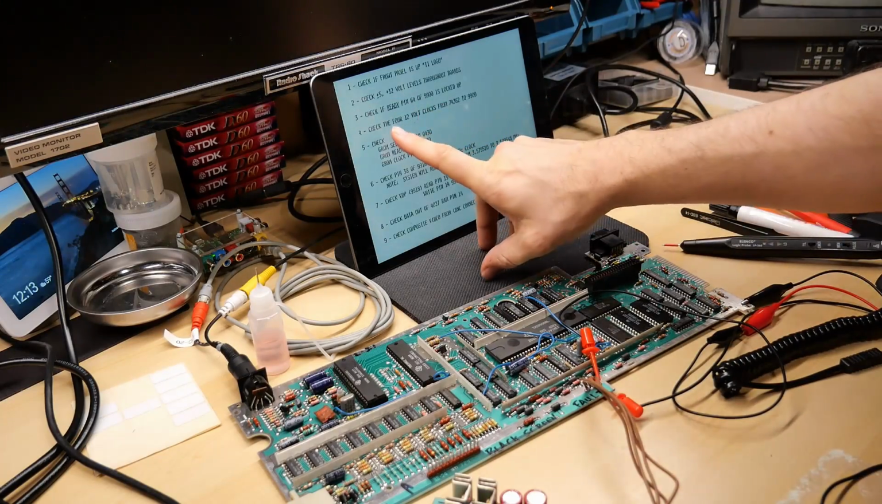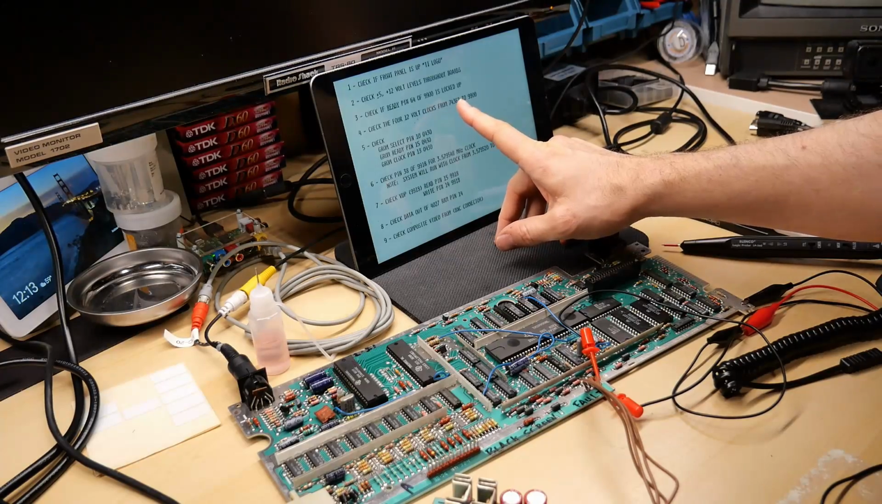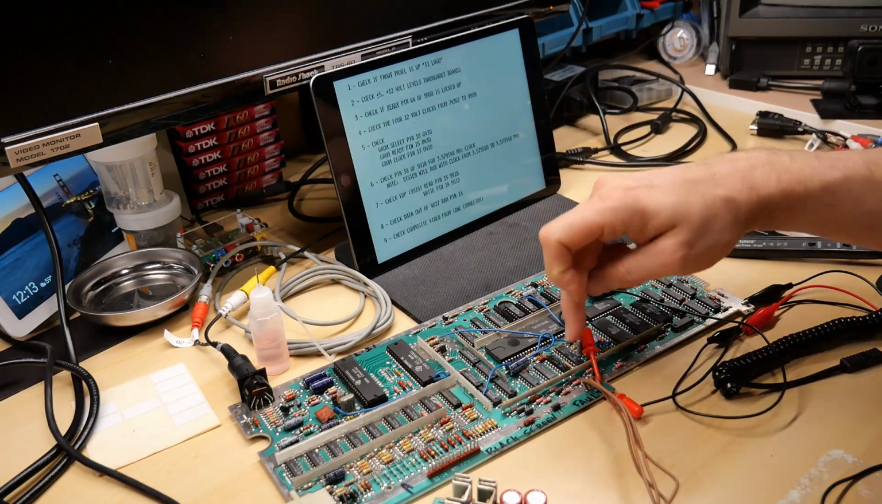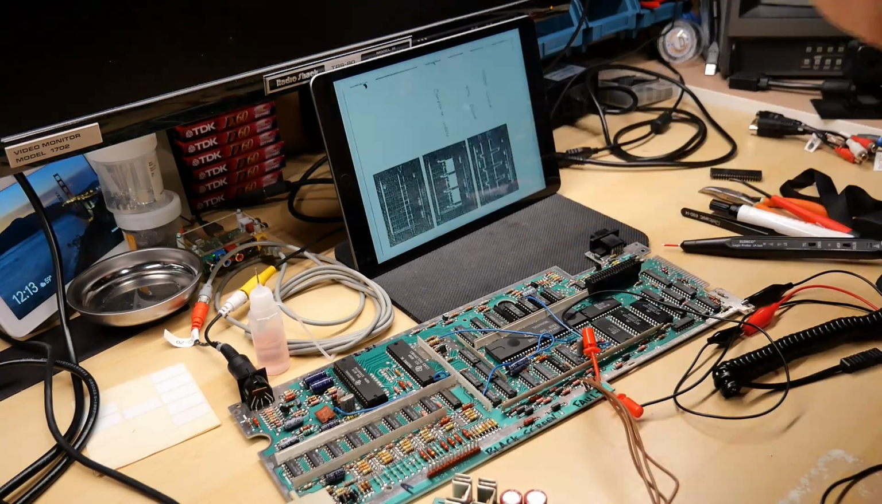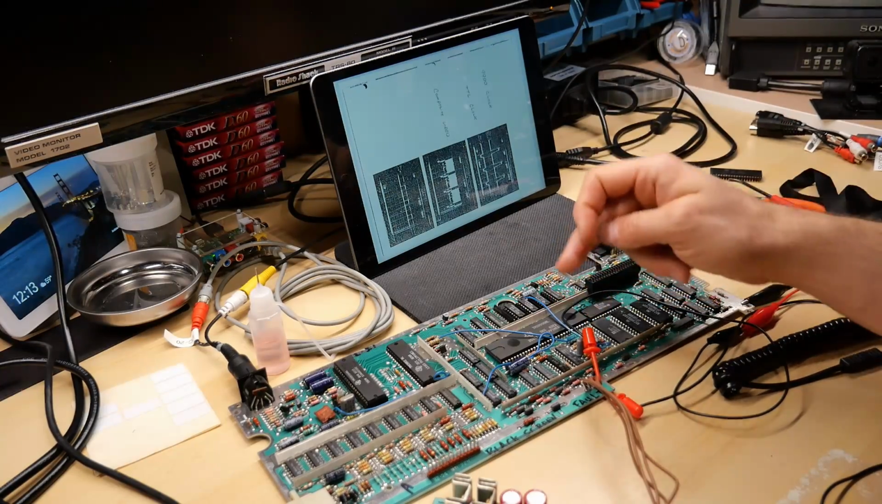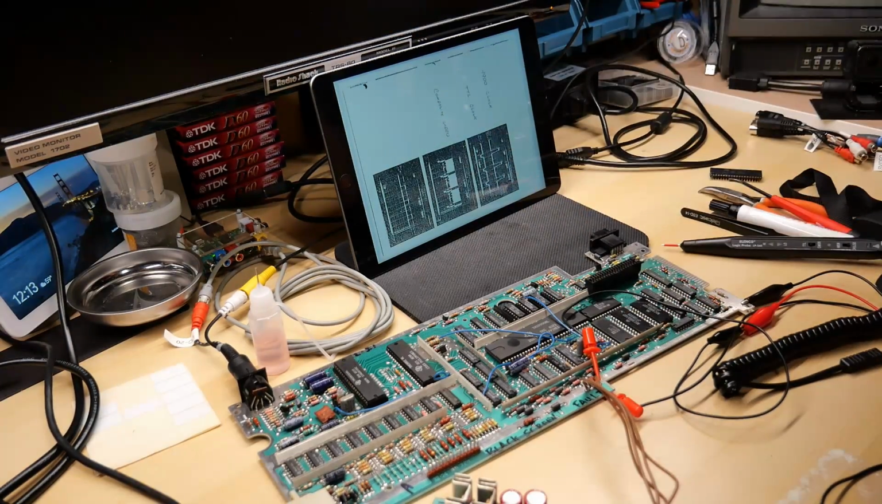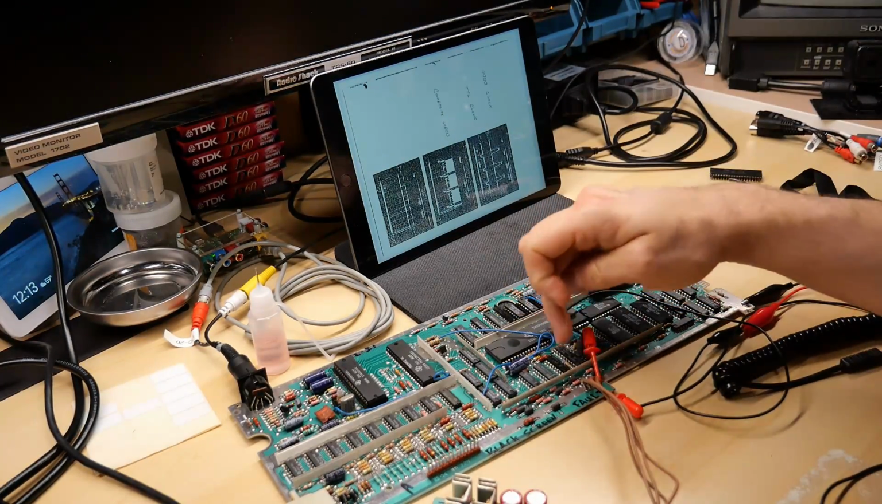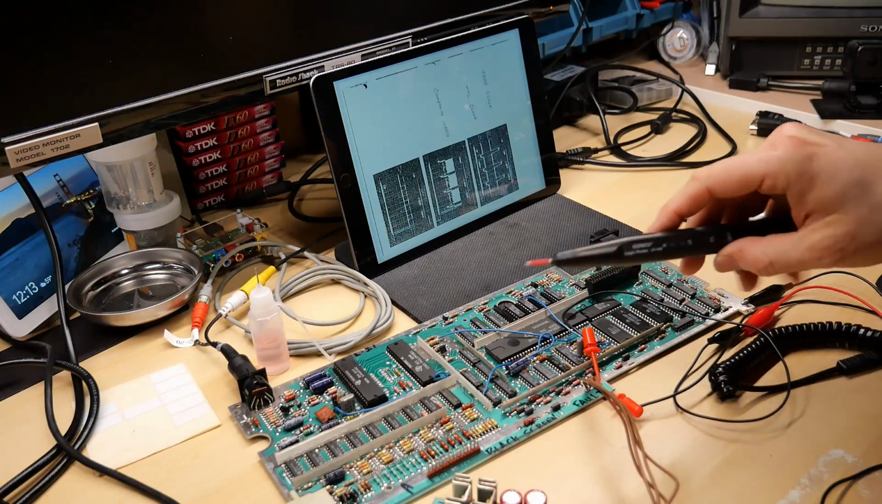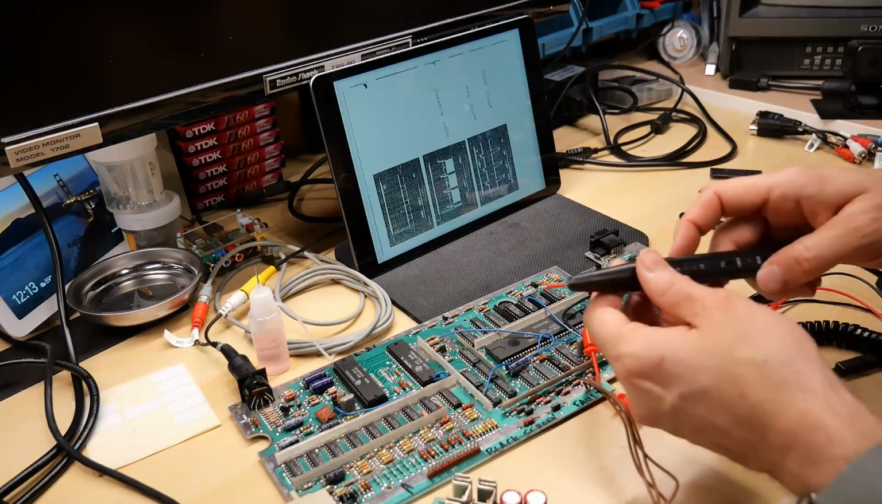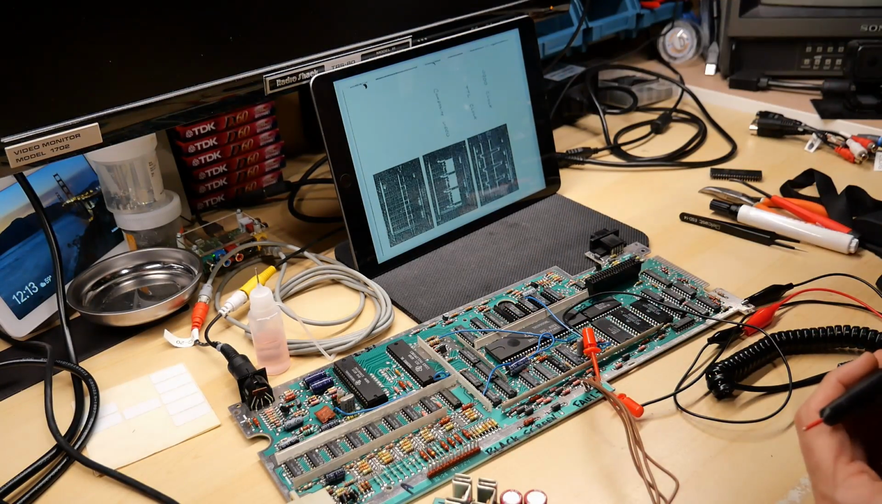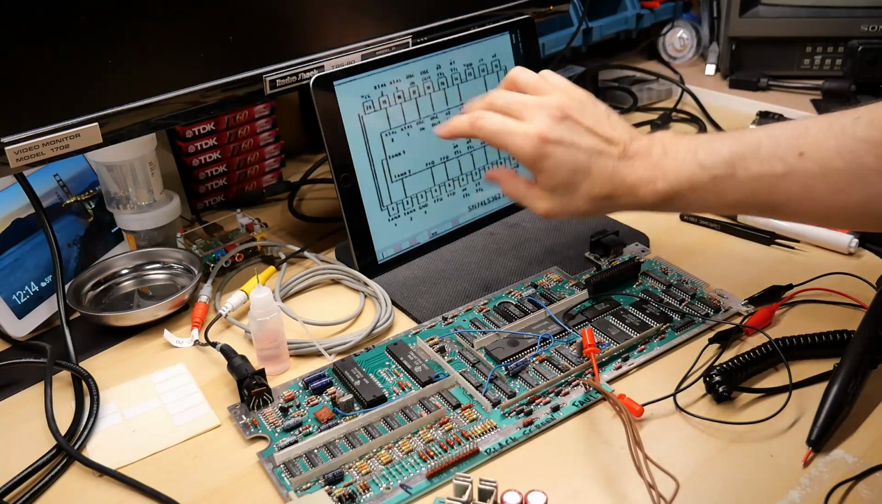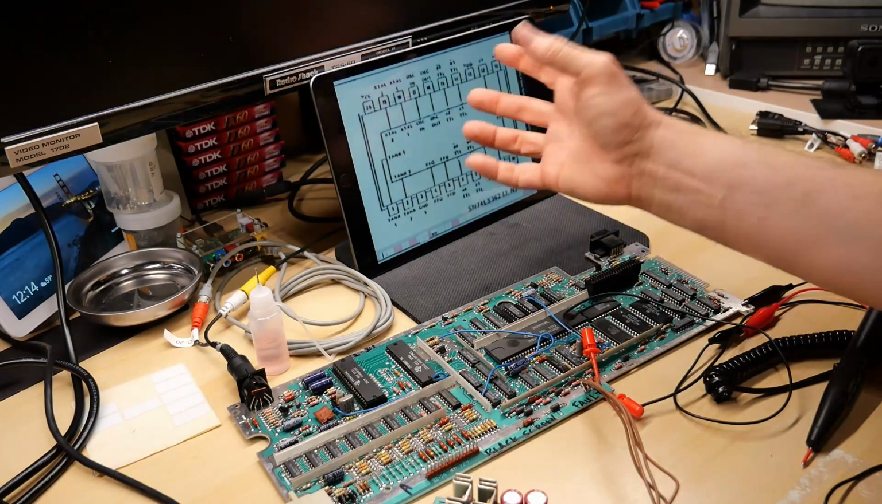All right, next step is to check the 4 12-volt clocks coming from the 74-362 clock generator. That's this chip right here. I'm going to need to use the oscilloscope to look at these clocks. Unfortunately, the logic probe will tell us if the clocks are there or not, but I won't be able to see if they look good.